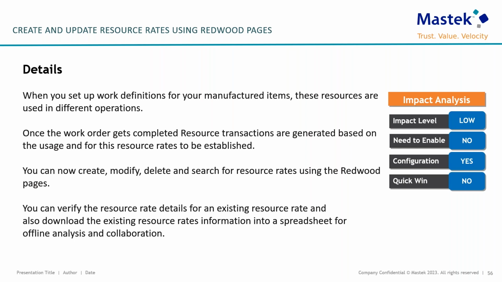Now moving to the next one, which is create and update resource rate using a Redwood page. When we set up a work definition for a manufactured item, this resource rate is used in different operations. So now we can create, modify, delete, and search for a resource rate using the Redwood pages. We can verify resource rate details and existing resource rates and download the existing resource rate information into a spreadsheet as well for offline analysis and collaboration.